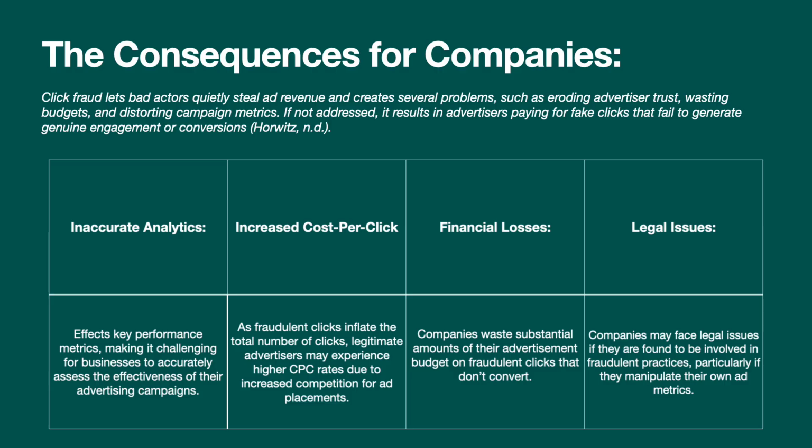The next consequence is increased cost per click. As fraudulent clicks inflate the total number of clicks, legitimate advertisers may experience higher CPC rates due to increased competition for ad placements. The next is the financial losses. Companies waste substantial amounts of their advertisement budget on fraudulent clicks that don't actually convert.